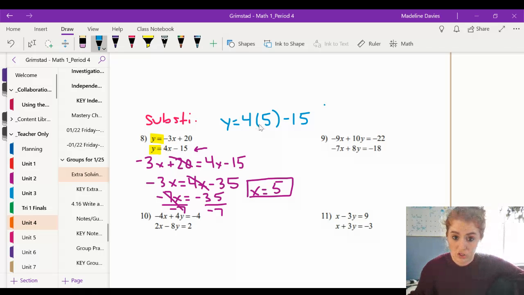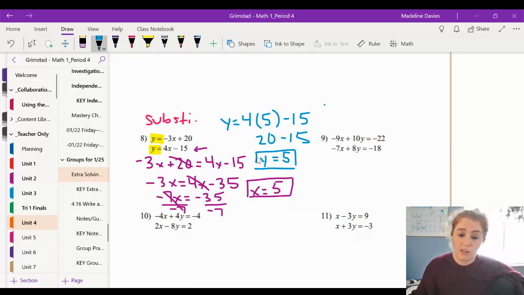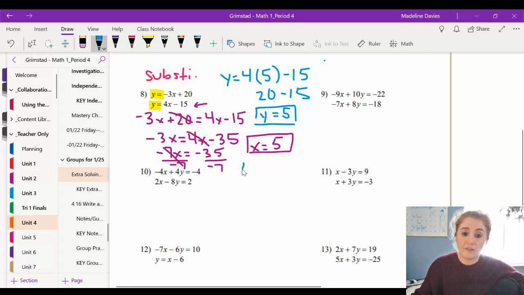So order of operations, 4 times 5 is 20, minus 15. 20 minus 15 is 5. So y equals 5. And in this case, they both equal the same thing. Write it as an ordered pair. Your final answer is just 5, comma, 5 in parentheses.